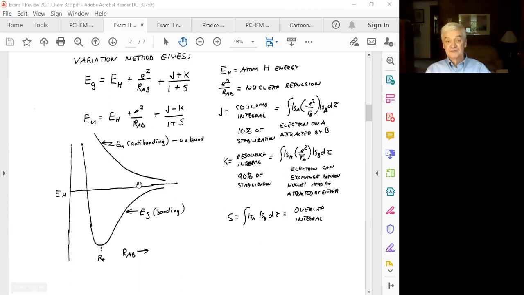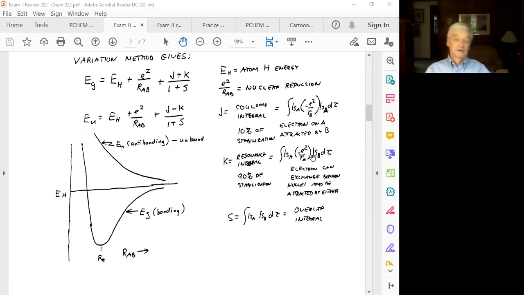So here are graphs of the bonding orbital and the antibonding orbital. The molecule, as I like to say, is smart, so it finds its lowest possible energy. It picks this equilibrium bond distance, and so that's what you're going to have for the molecule. 2 electrons will go to this energy, and for H2 or H2 plus, no electrons have to go into the antibonding energy. The most important integral for bonding is the resonance integral.